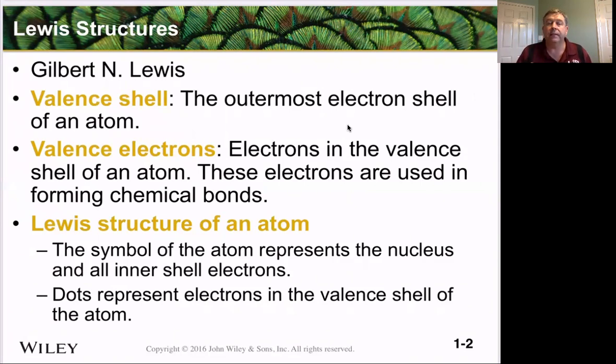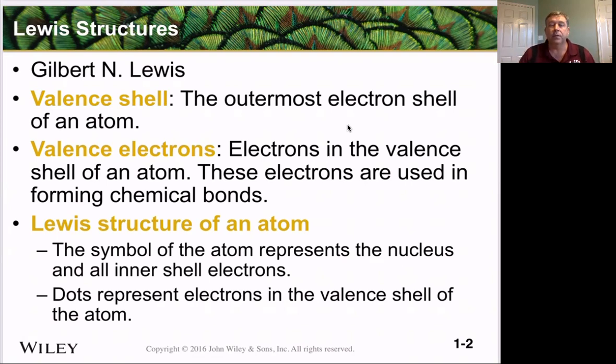The valence shell is the outermost electron shell. If there are any electrons in an inner shell, those inner electrons do not bond, they just stabilize the atom. The outer electrons are the ones that bond. So the valence shell is the outermost shell, and the valence electrons are the electrons in those orbitals that we can use to make our chemical bonds.